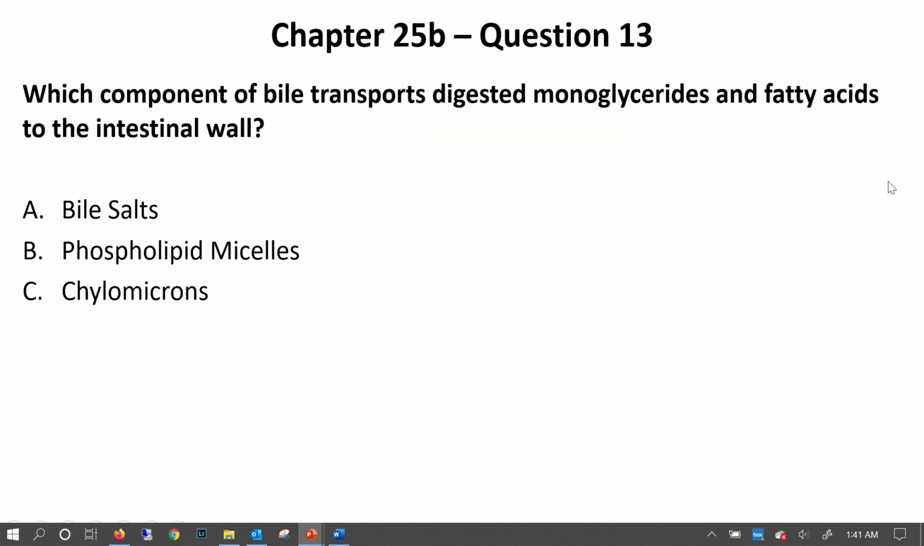Question 13, which component of bile transports digested monoglycerides and fatty acids to the intestinal wall? Is it bile salts, phospholipid micelles, or chylomicrons?